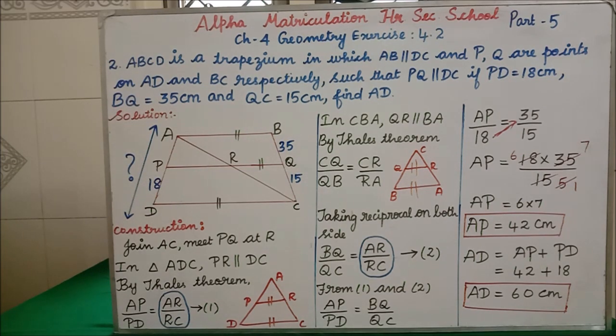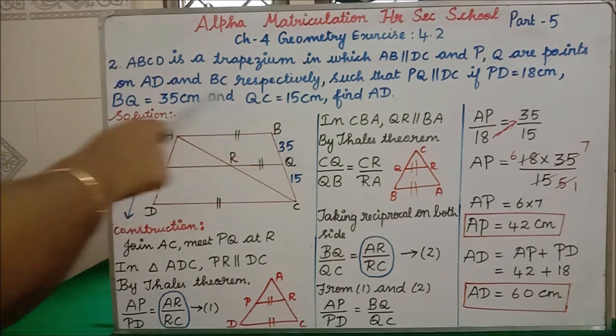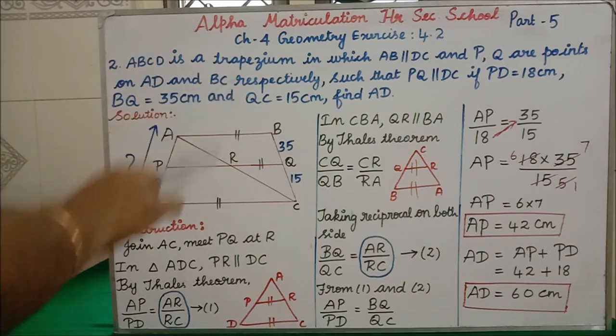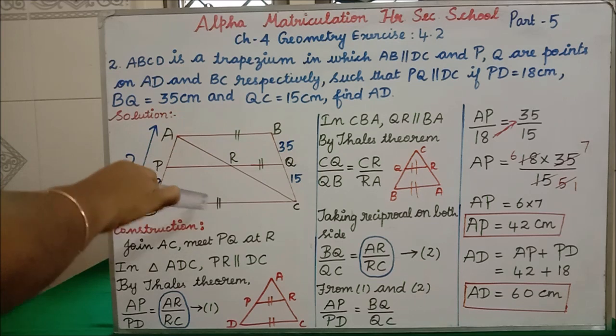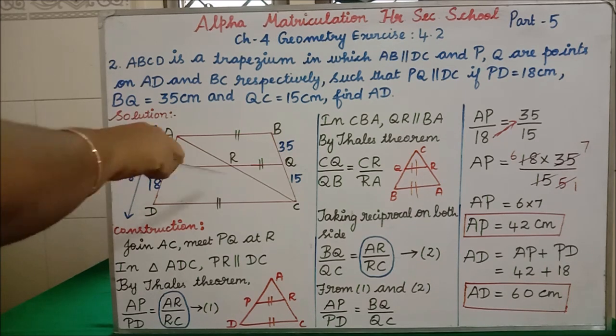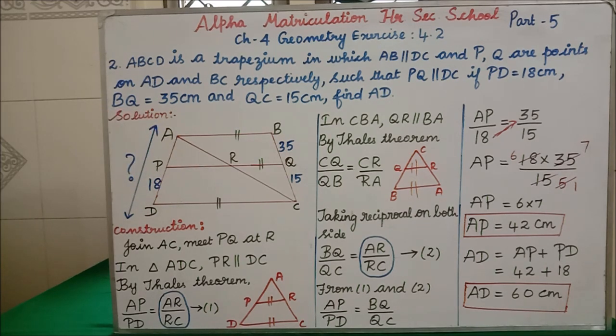Here in the question they have given ABCD is a trapezium, P and Q are points on AD and BC, AB is parallel to DC, then PQ is parallel to DC. This only they have given, and they are asking the AD value. But we ourselves construct one line. What is that? We are joining this AC line. Okay, why are we joining this? To bring it into Thales theorem form, we are joining.